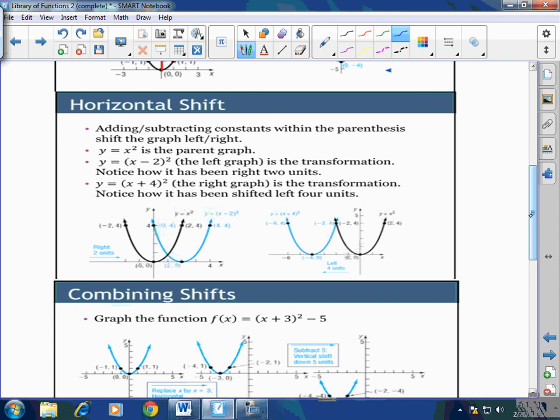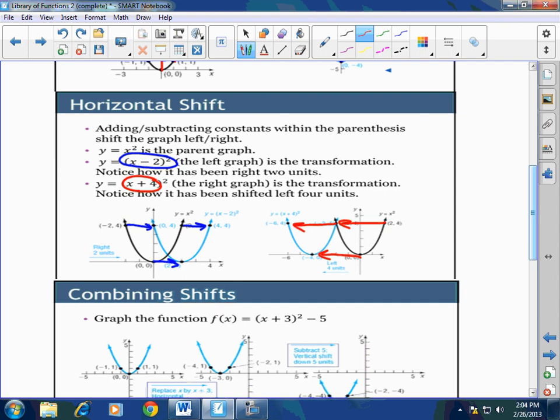Horizontal shift. Okay, this time you're attaching it to the x, guys. Please pay attention. It's inside of the parentheses. So if I have x minus 2 inside of parentheses squared, it's opposite. So I'm shifting everything 2 points to the right. If I have x plus 4, it's opposite, so I'm shifting it to the left.